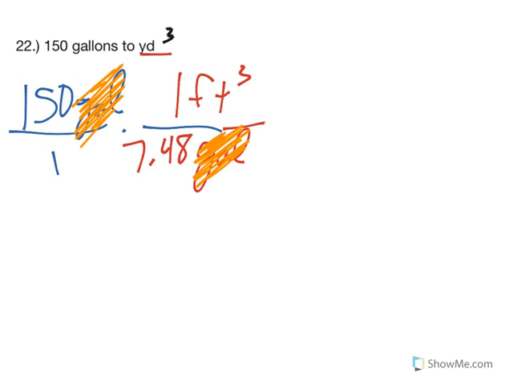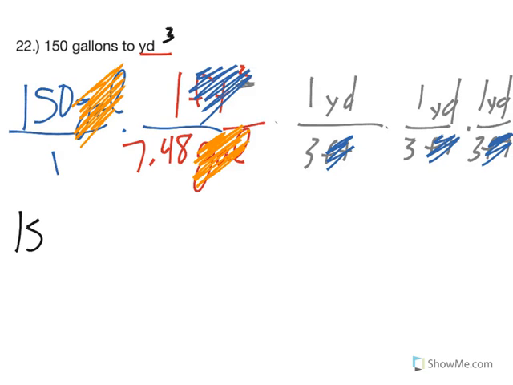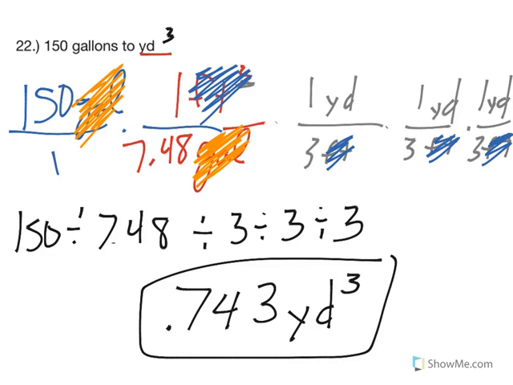Okay, so remember, cubic feet, that's like feet times feet times feet. Well, 3 feet is 1 yard, but there's a 3, so I need to do this 3 times. And again, I'm running out of room because I write big. And so 1 foot, 2 foot, 3 foot cancels out my cubic feet. And so you'll notice that we have 150 on the top, but then we divide by 7.48, we divide by 3, we divide by 3, we divide by 3, because there's 3 of them. And so I end up with 0.743 cubic yards. All right, so that's pretty good.